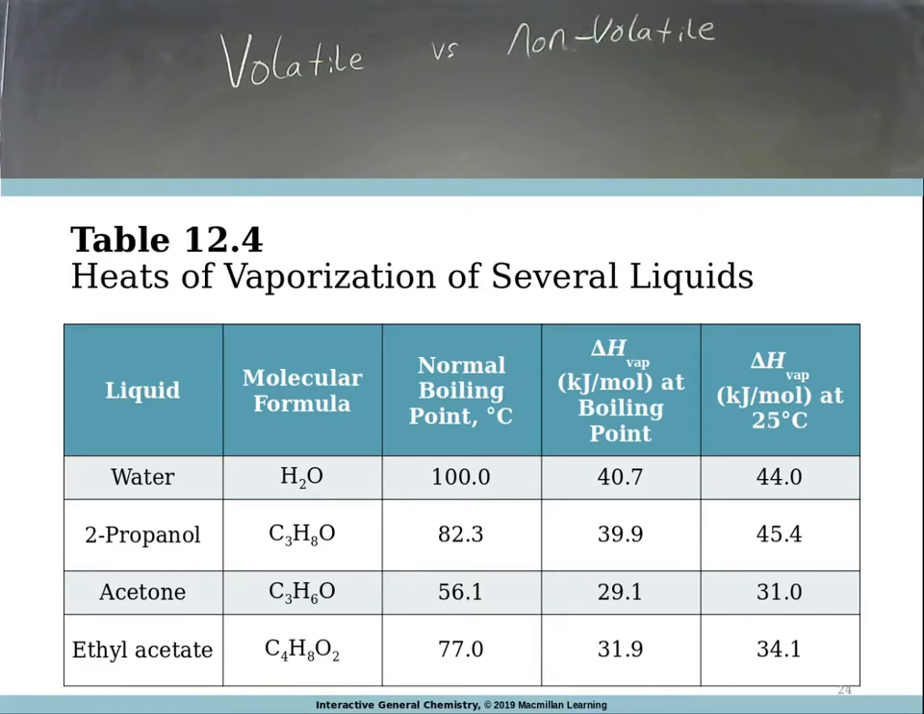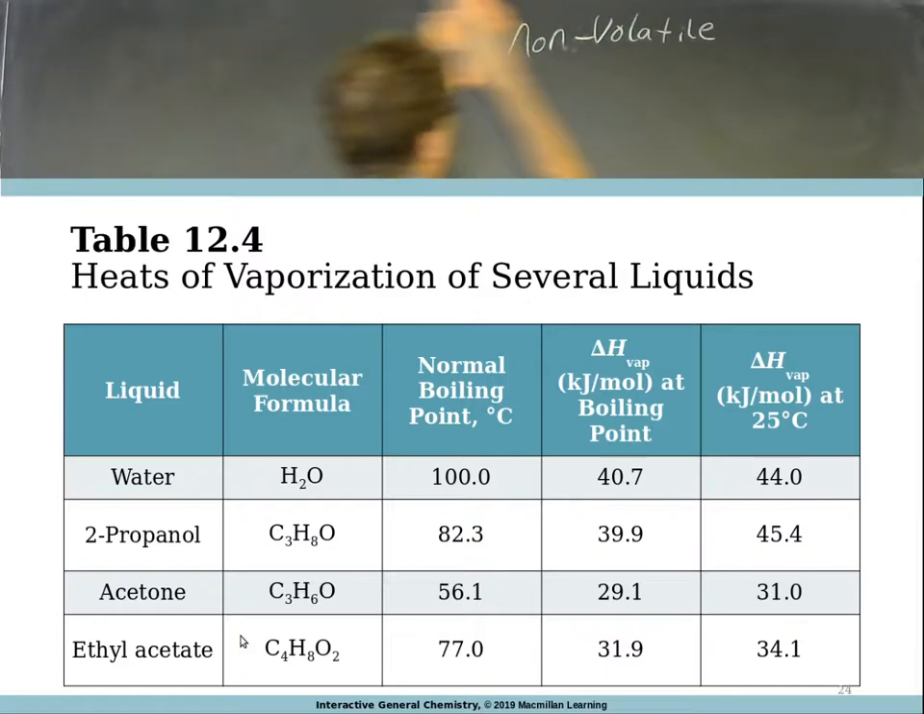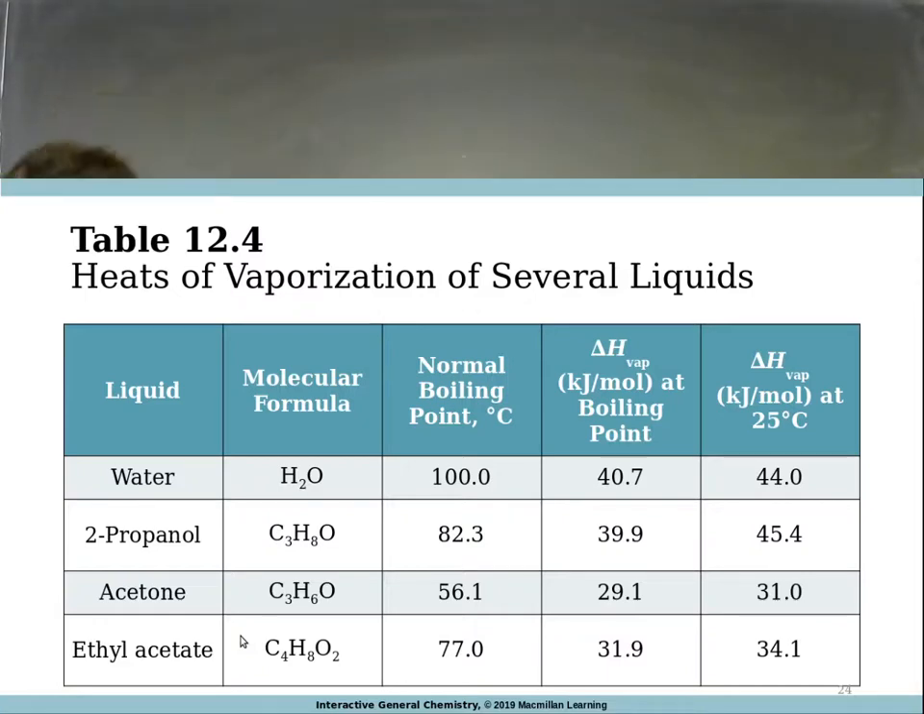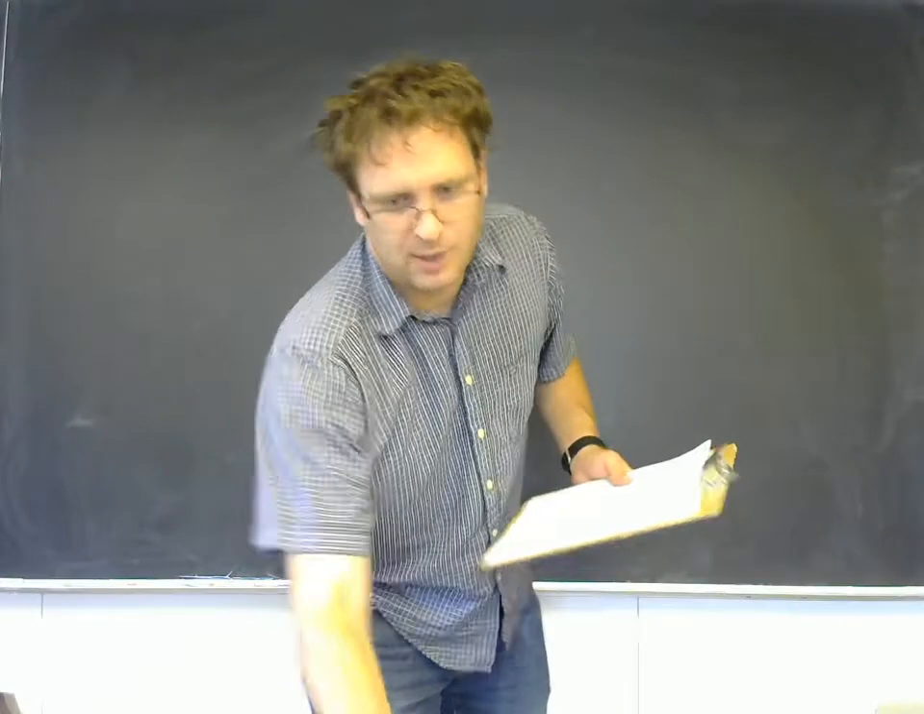Now, we can use the temperature dependence of the vapor pressure and the enthalpy of vaporization together in a really great equation called the Clausius-Clapeyron equation. So let me write that down. And I'll show you two different forms of the Clausius-Clapeyron equation, and then we'll show you how to use it.